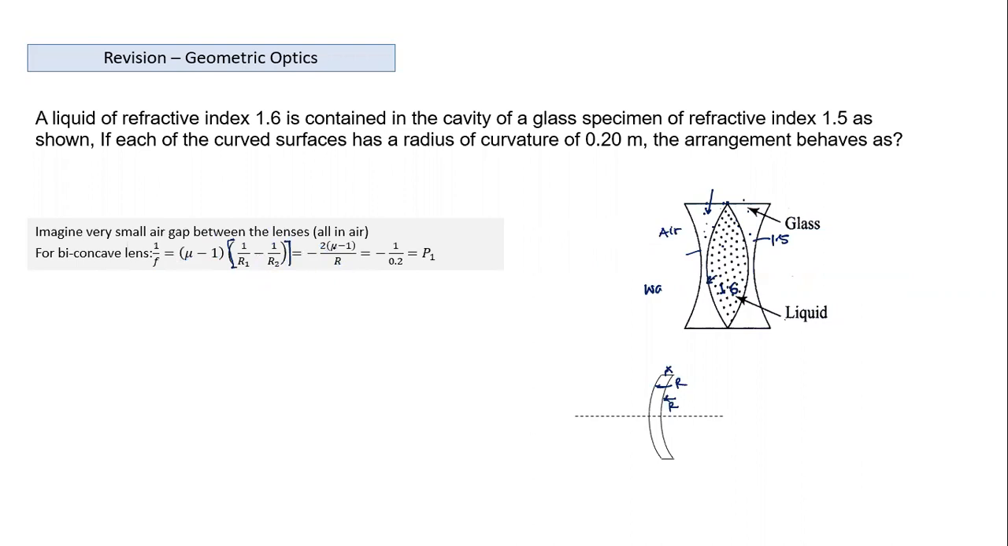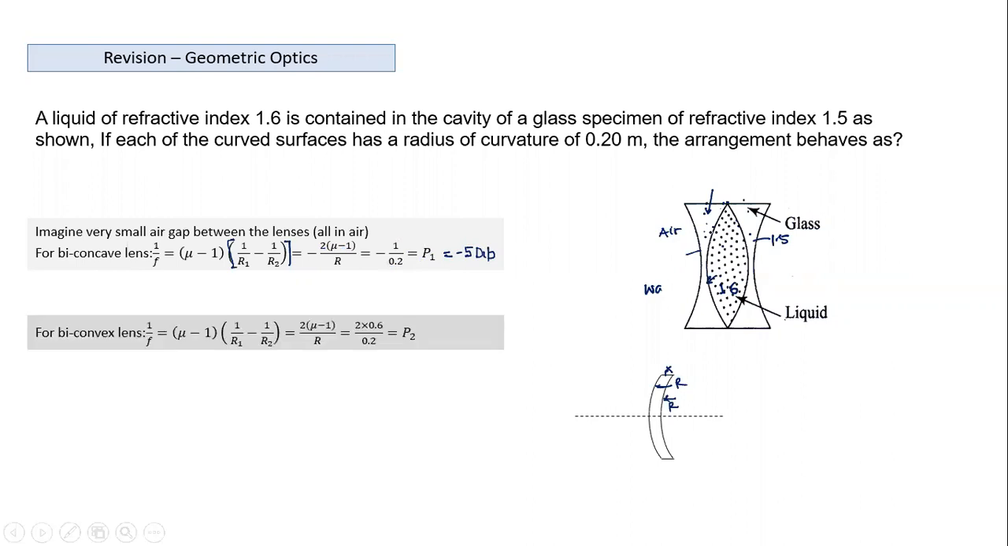We substitute the value of mu as 1.5: 1.5 minus 1, into 2. So we get P1 here, with R equal to 0.2. Since we are talking about power, we substitute in meters. So this will have a power of minus 5 diopter. What does the negative sign indicate here? The negative sign indicates a diverging lens.